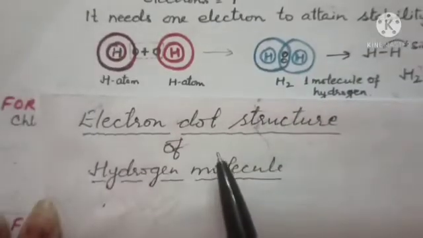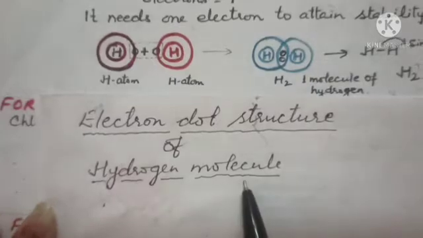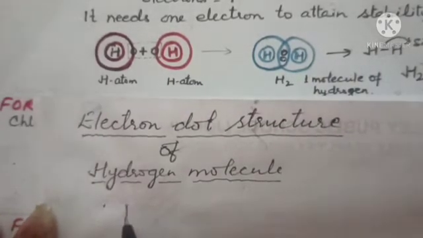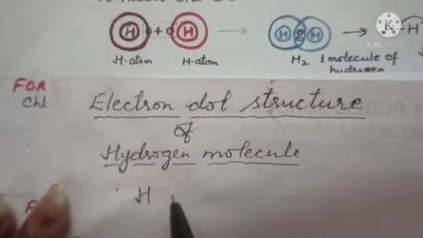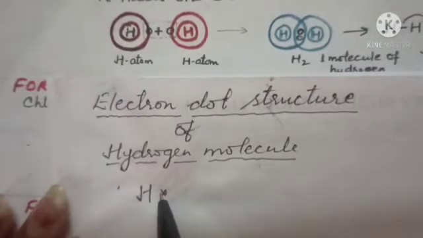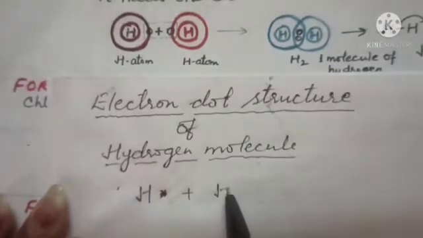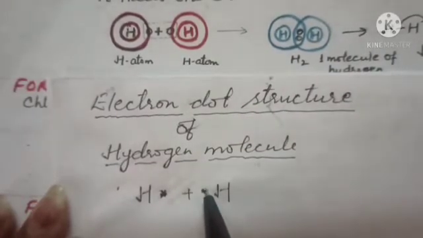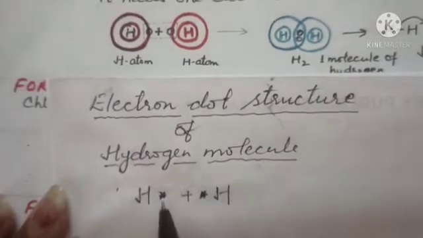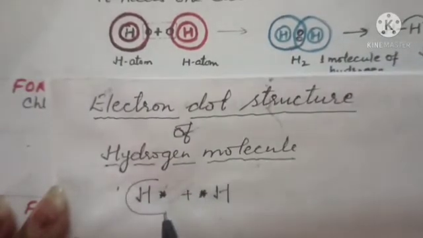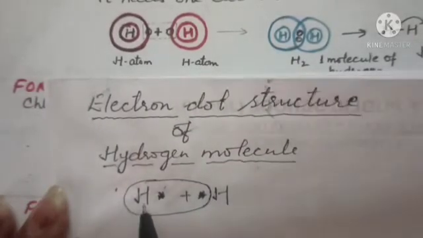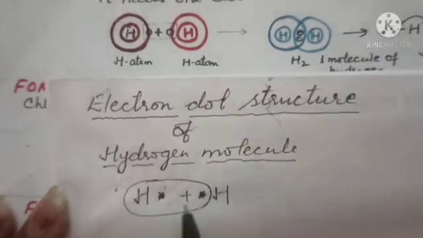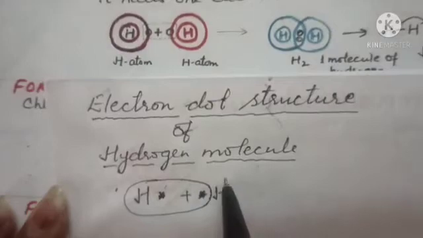Okay, now how is the electron dot structure of the hydrogen molecule formed? For that, you know the symbol of hydrogen is H. How many electrons are there in its outermost shell? That is 1 electron, right? This is shown by this star. Then it combines with one more atom of hydrogen, which also has 1 electron. So in place of donating 1 electron, it will share 1 electron with the other hydrogen atom. Now this hydrogen has 2 electrons, and this electron is also shared by this hydrogen atom.